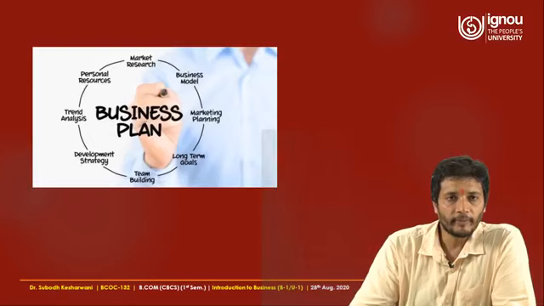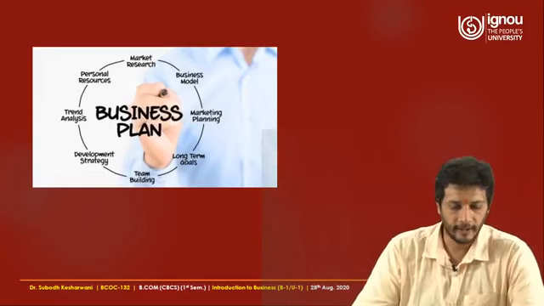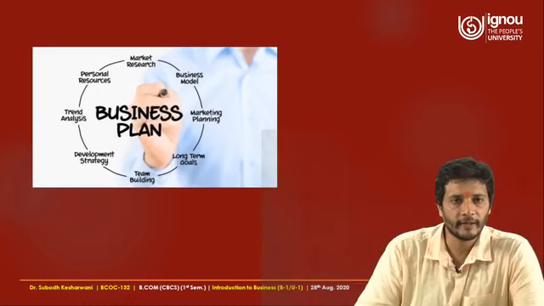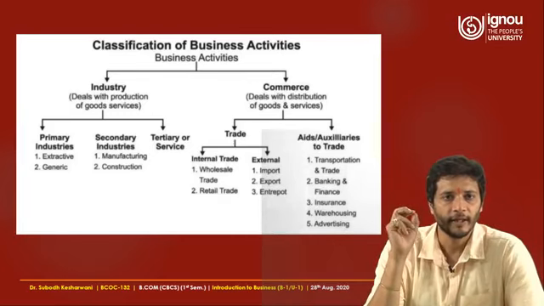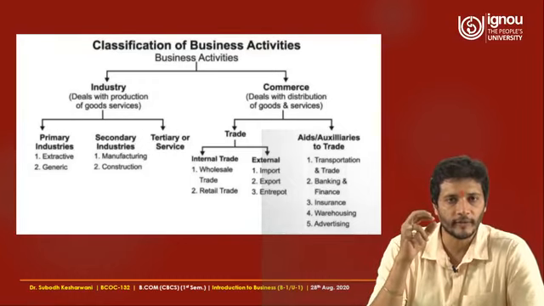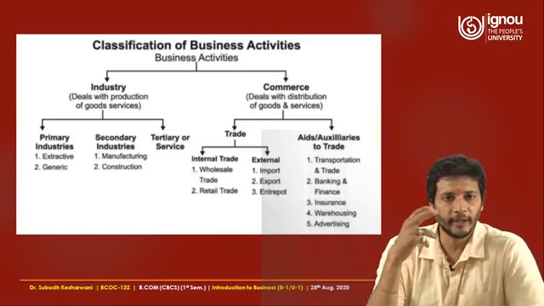When you talk about the business plan, it's market research, business model, marketing plan, long-term goals, team building, and development strategy. So what we have observed is personal resources and trend analysis. And when you talk about the classification of business activities, it is bifurcated into industry and commerce. Industry always deals with the production of goods and services, and commerce deals with the distribution of goods and services. And there are primary industries, secondary industries, and tertiary industries.